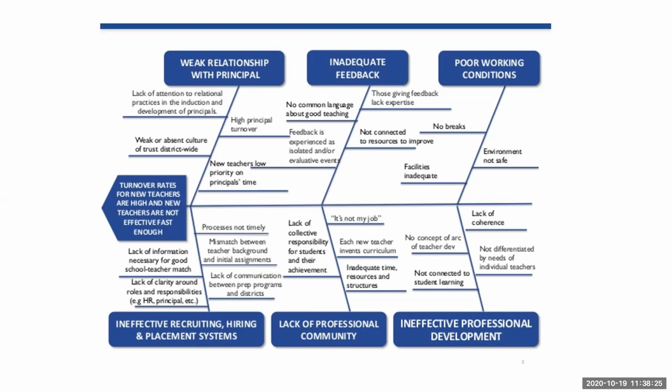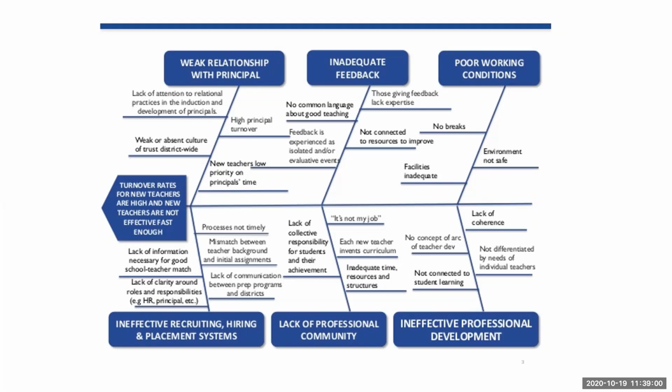And you can see here that it's come to 6 major causes that have been categorized. And those are weak relationships with the principal, inadequate feedback, poor working conditions, and then on the bottom, ineffective PD, lack of professional community, and ineffective recruiting, hiring, and placement strategies. So you could have gotten to these through a series of 5 whys and then picking the things out of there that you felt were most important or the highest leverage causes.